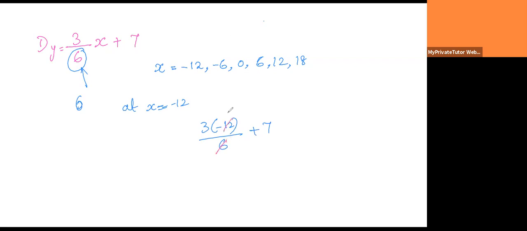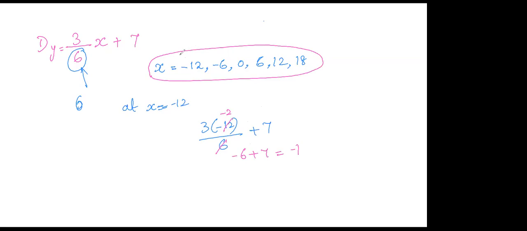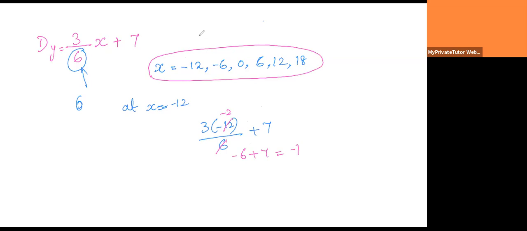So 12 twos, or minus 2s, we'll get minus 6 plus 7, which is minus 1. That's why check the denominator and assume the x values as the multiples of the denominator. You understand, Joseph, now? Yes. This happens only when we have a denominator. I hope you understand why we need to do that, and the reason.